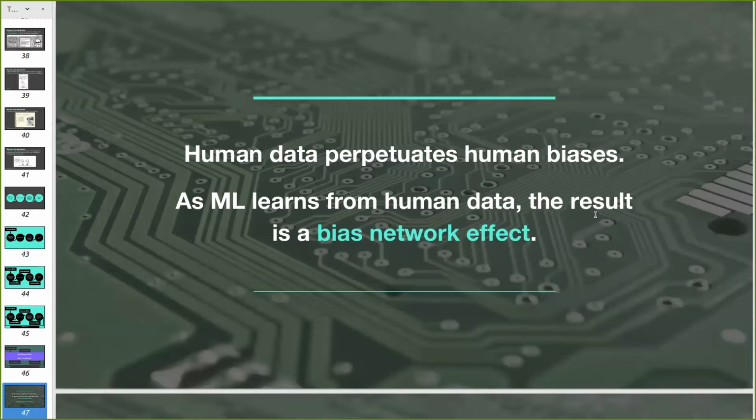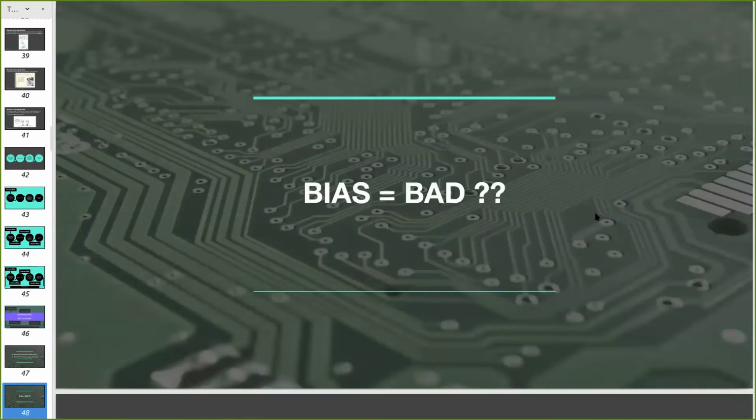As ML learns from human data, the result is a biased network effect. So when we are collecting data which is biased in some way, and we are using that same data without any refining or filtering to train our models, then it is obvious that whatever the model learns is internally biased. So does it mean bias equals bad?